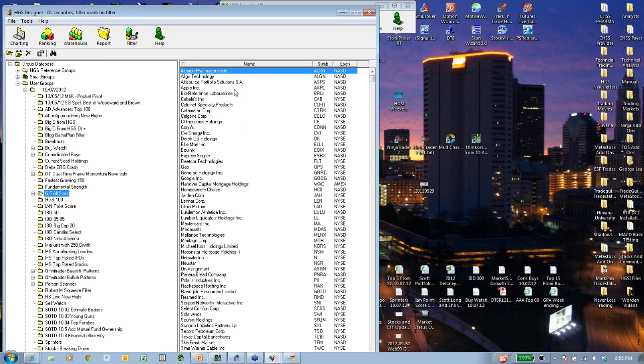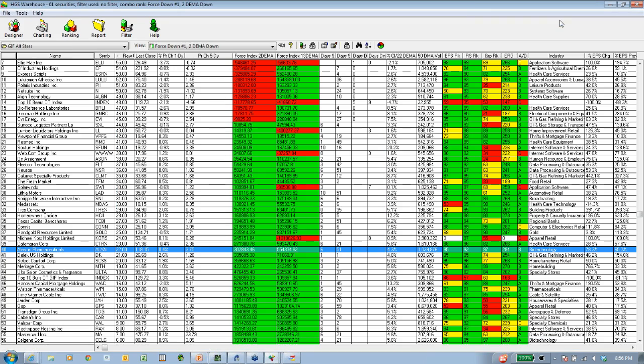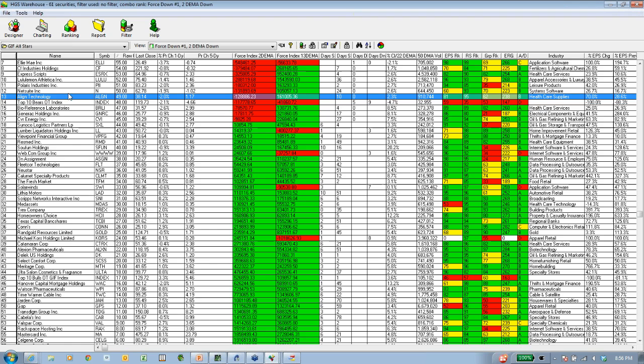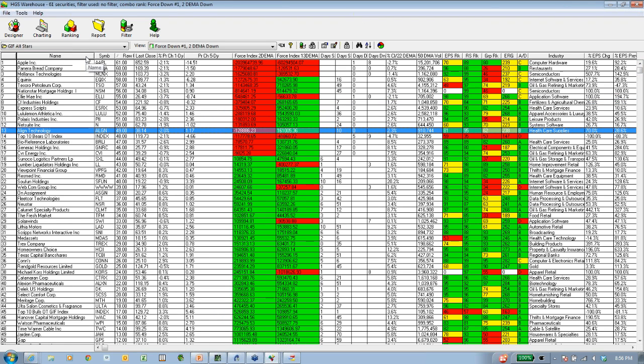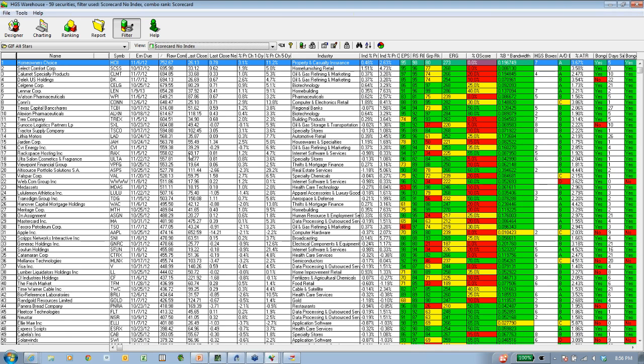I'm going to see if I can figure out how to do this. I haven't done this in a while. I guess I have to go into the warehouse view here. So here are these GIF All-Stars, and we'll look at some of their charts in a second. Let's make sure I got the ranker. I'm going to put them in by scorecard view, which is a mixed fundamental and technical. I'm going to look at probably the top 10 or 12 in a second, and then I'm going to point something out first.